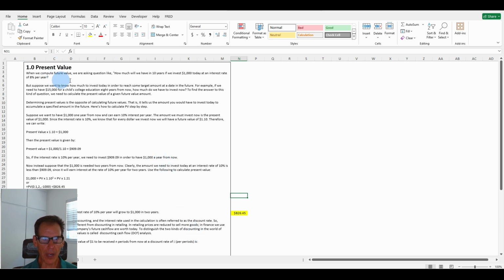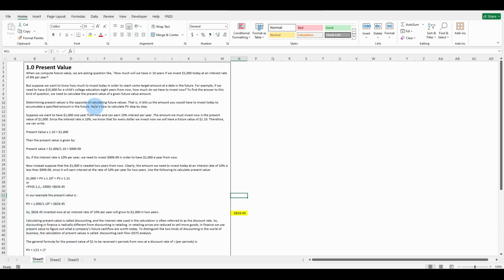When we compute future value, we're asking questions like, how much will I have in 10 years if we invest $1,000 today at an interest rate of 8% per year? But suppose we want to know how much to invest today in order to reach some target amount at a date in the future. For example, if we need to have $15,000 for a child's college education 8 years from now, how much do we have to invest today in order to accomplish that goal?